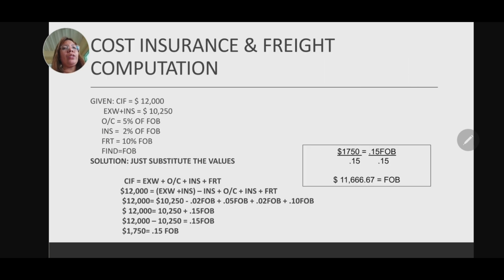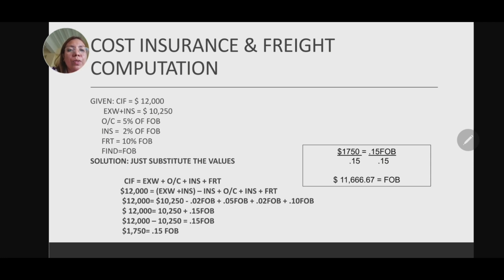Okay, let us now proceed to our next sample problem. The given CIF is $12,000, and then we have a given value which has both the ex-works and the insurance all in one. So ex-works plus insurance is 10,250. Your other charges is 5% of the FOB, the insurance is 2% of the FOB, and the freight is 10% of the FOB. And we are looking for the FOB.